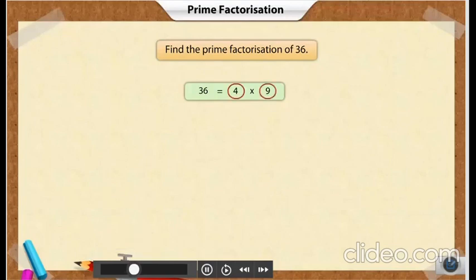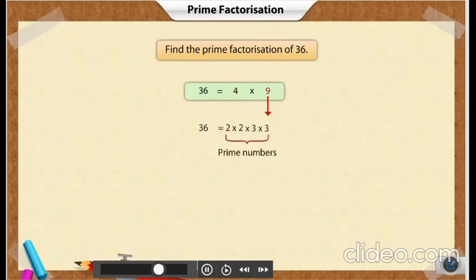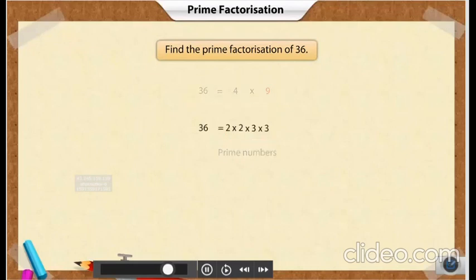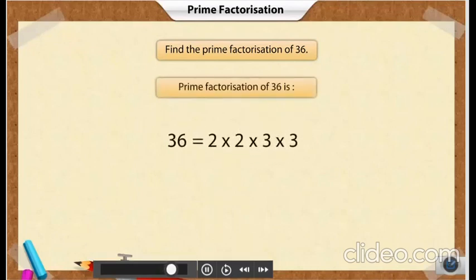Note that both the factors 4 as well as 9 are composite numbers, so let's factorize them further. 4 can be factorized as 2 times 2 and 9 can be factorized as 3 times 3. Since 2 and 3 are prime numbers, we can say that all the factors of 36 are now prime numbers. Thus, the prime factorization of 36 is 2 times 2 times 3 times 3.